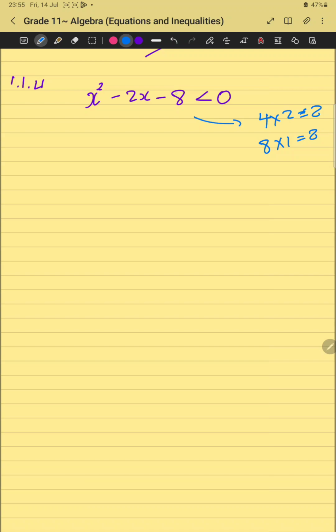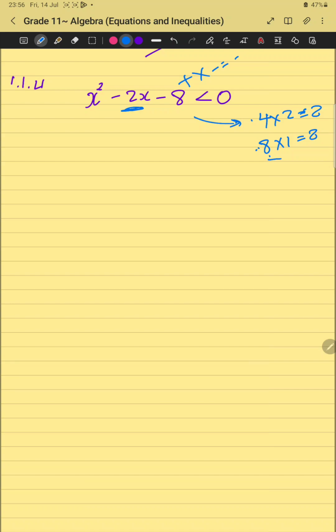But guys, if the sign here is negative, that means the signs are not the same. One is positive and the other is negative, in order for us to get negative. So the factors that we're going to choose between these two, we're going to choose the pair that, if we subtract them, must give us 2, which is the middle term.